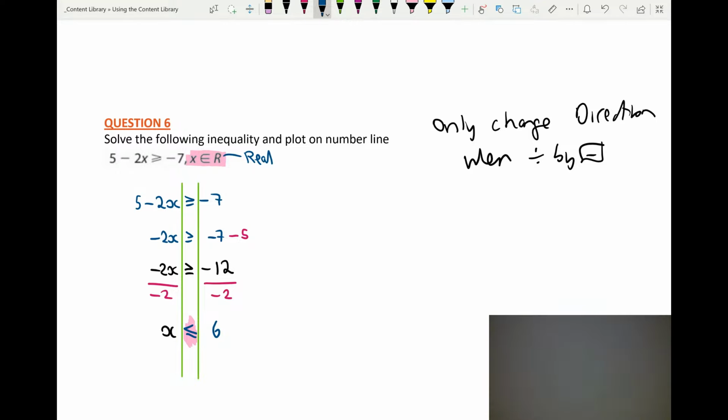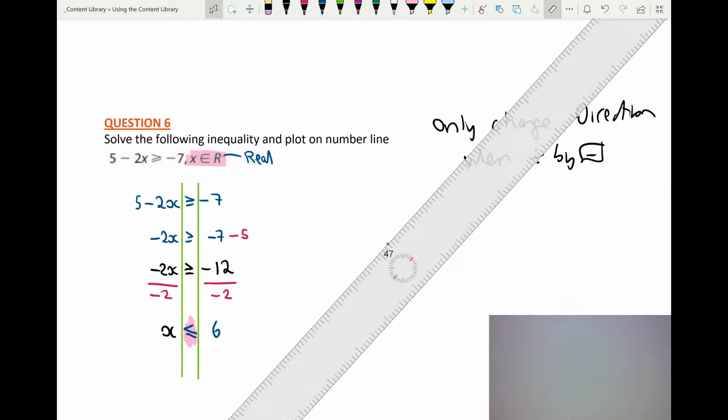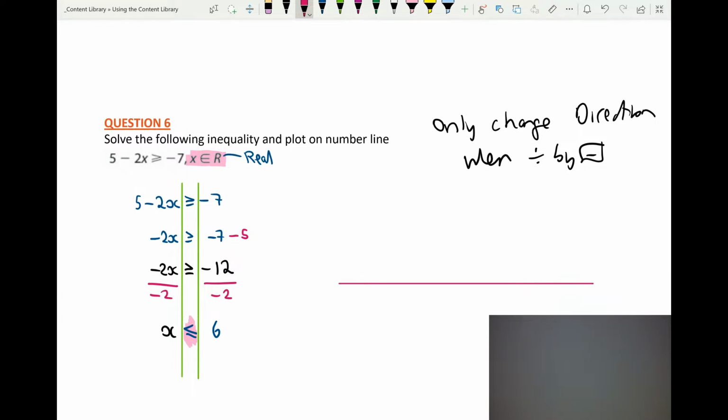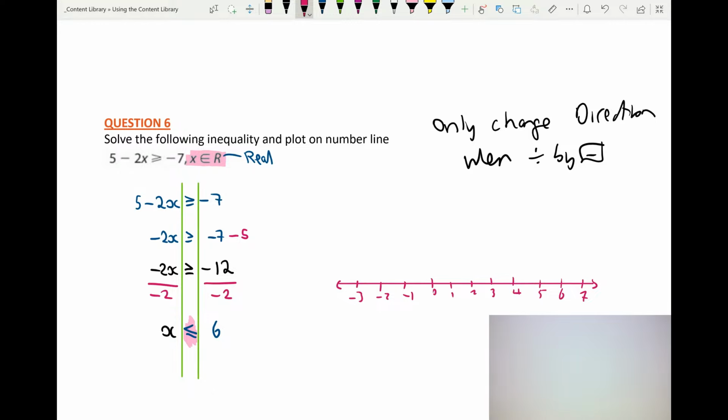Okay, and now we will put that on our number line again because this question is saying to solve and plot. So let's plot it here now. So once again, I have 0, 1, 2, 3, 4, 5, 6, 7. We'll go to minus 1, minus 2, minus 3, minus 4. Okay, so that's my number line.